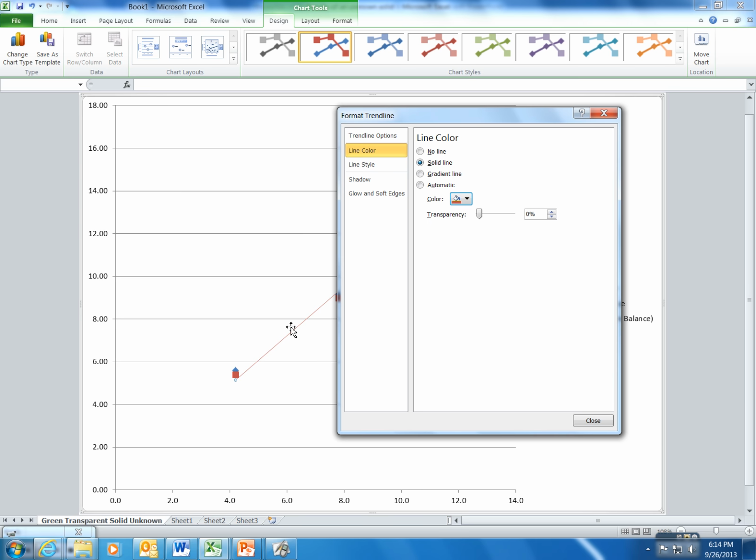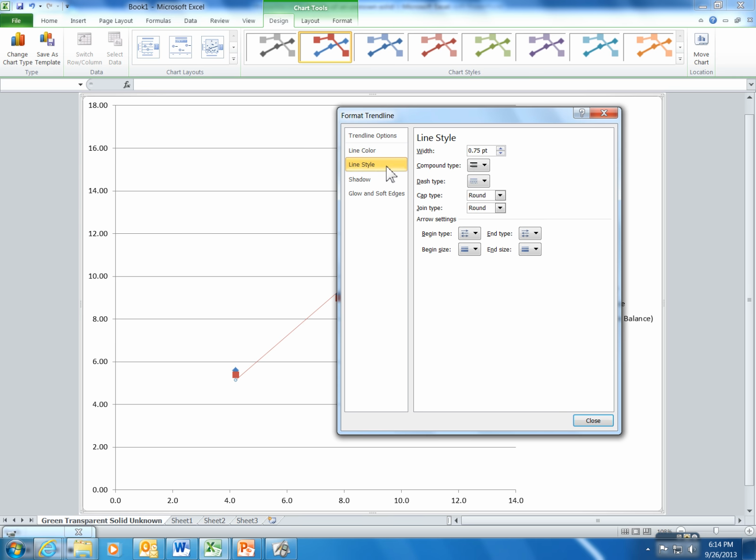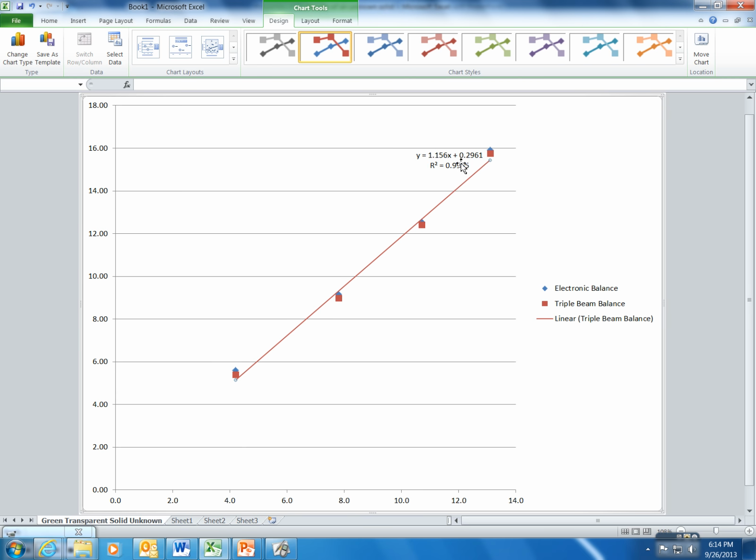Now, as you can see, that red line is really tiny. So I'm also going to change the line style, and I'm going to increase the weight or the thickness of the line. I'm going to increase it to 1.25 points. And then I'm going to say close. Now at this point, this trend line right here has this information, and I'm going to put it below down here so that I can associate it with it.